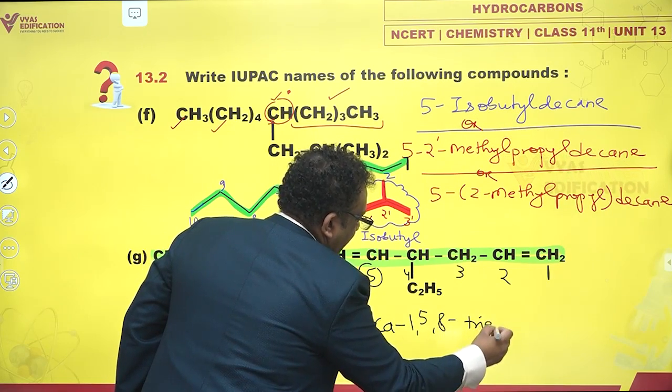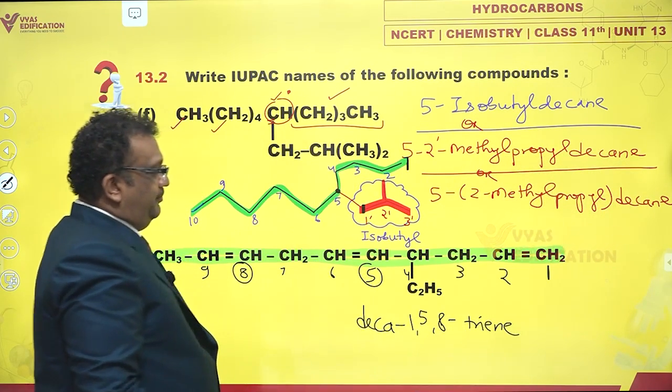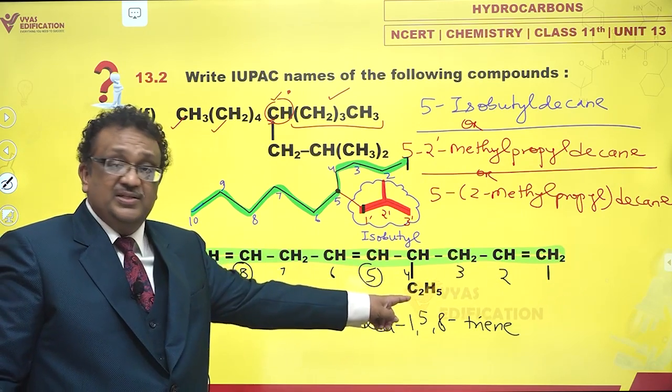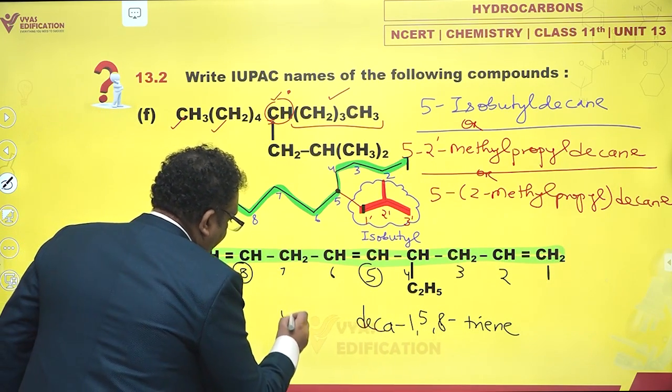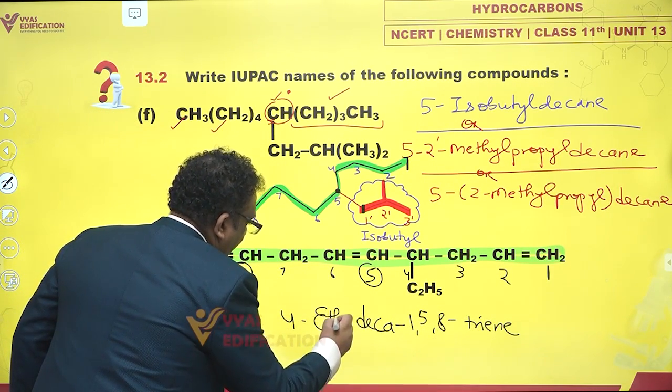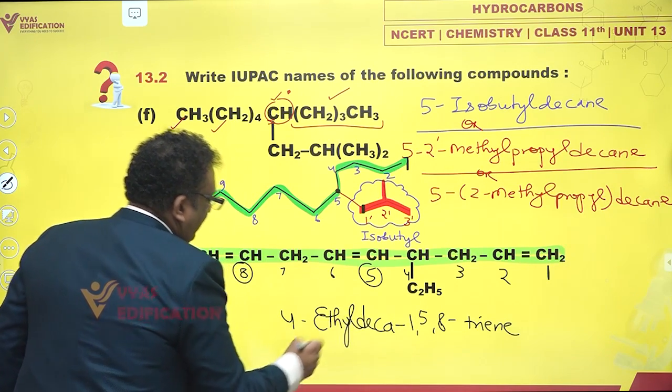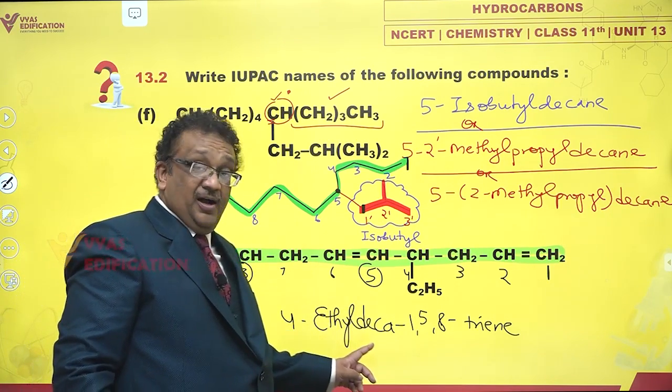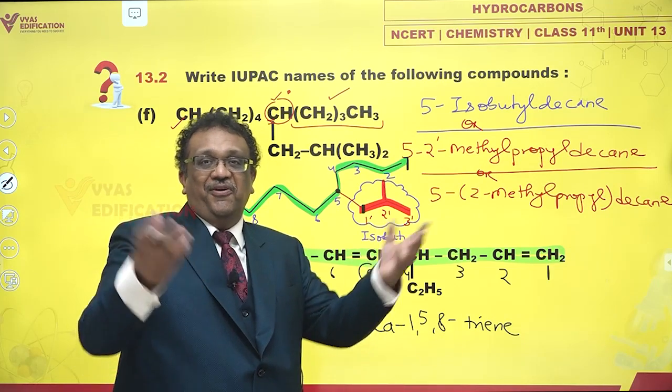It is decatriene, but there is a side chain, there is an ethyl. So this is 4-ethyl deca-1,5,8-triene.